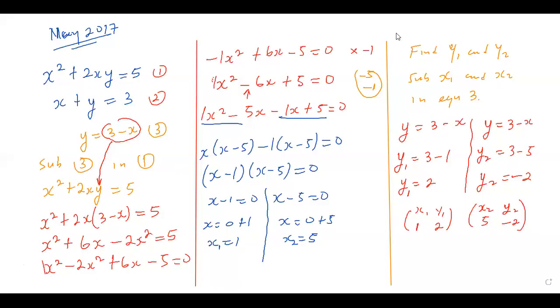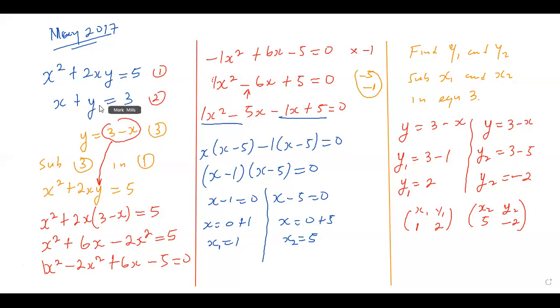Okay, so let me just go over it, right? So what happens here? We are looking at the 2017 paper. We have x squared plus 2xy is equal to 5, and we have x plus y is equal to 3. So first of all, we name this one equation 1, and we name this one equation 2. Then equation 3, now we make y the subject, right? So how do I make y the subject here? We look for either the first or the second one.